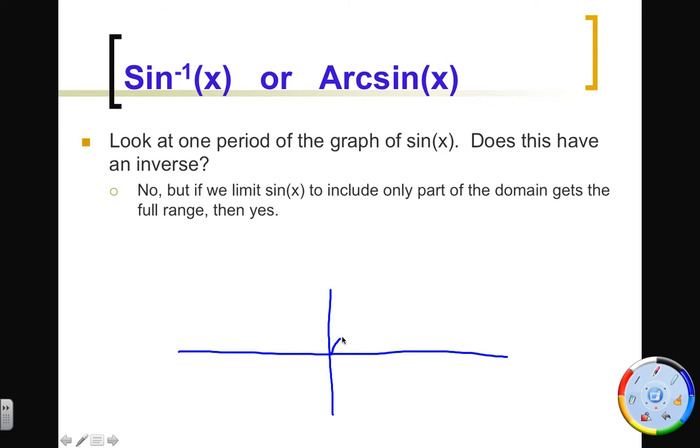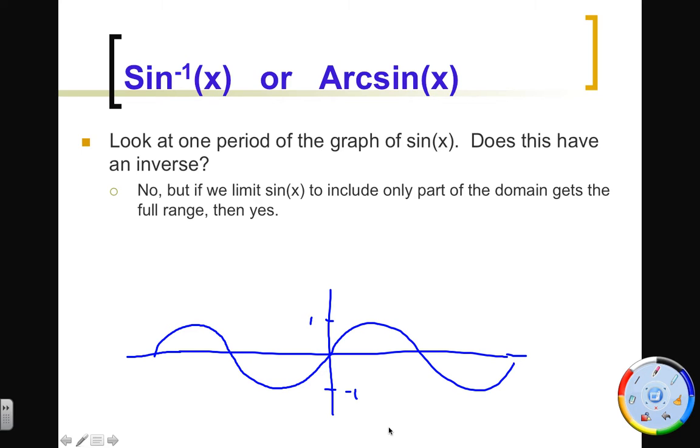I'm going to go full period this way, and I'm going to go full period the other direction as well. You'll get to see why in a second. All right, so there's two full periods. And then the question is, where can I limit this graph in order to get the entire range? Well, we know the range is from -1 to 1. So if we put this in here, this would be -1 and this would be 1. We know this already.